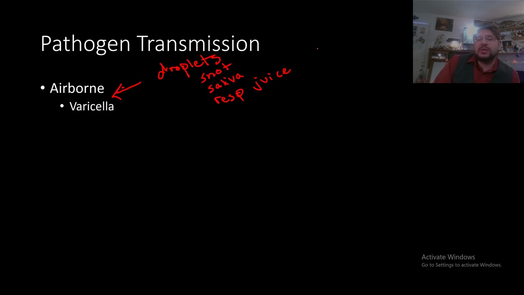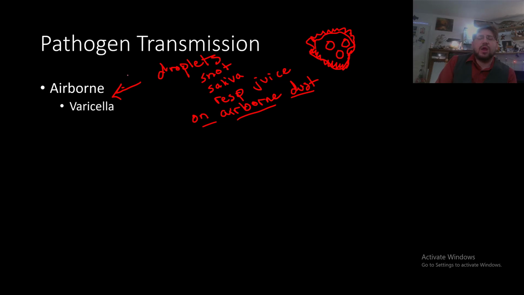And in airborne transmission, what happens is you have these bits of dust, and the droplets are small enough to be carried on dust. So droplets on airborne dust. That's what it means to be airborne. So varicella is an example of a virus that does airborne transmission.